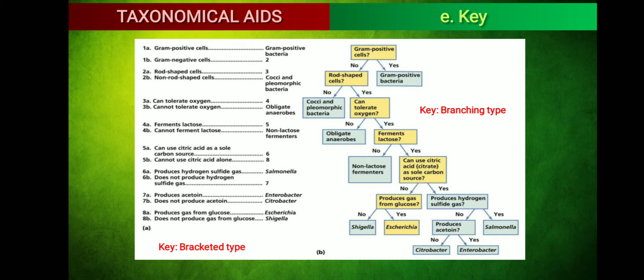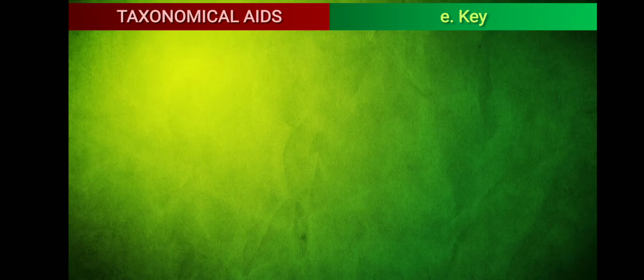If you see each character which is there, we call it a key character, and a key character has two opposite options, which we call a couplet. Every statement where we have made a yes or no is called a lead, students. Is that clear?